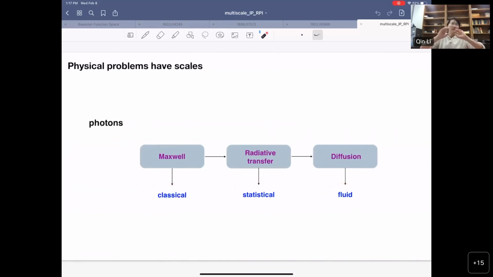And finally, when we think about the light in our room, for example, everywhere the light intensity is pretty much the same. So you're really experiencing a diffusion effect. So that's a diffusion equation. So photons, or the light propagation, can be described at different levels by different sets of equations.